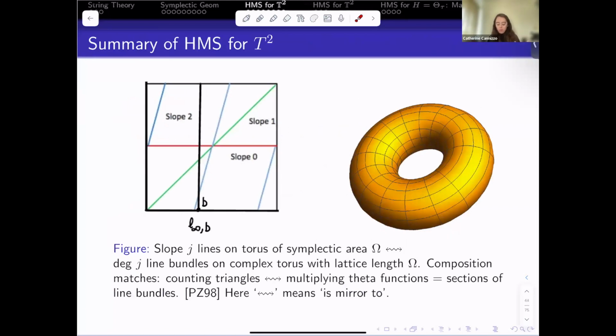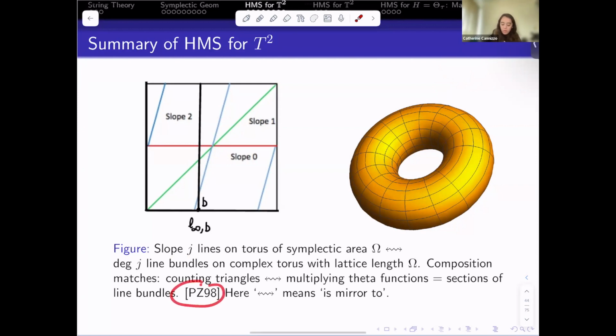Okay, so just a quick summary. Slope J lines on a torus of symplectic area omega are mirror to degree J line bundles. So we attach a line at each point, and as we go around, that C is rotating an amount J. So this is like z goes to z^J on the C. That's the mirror to a slope J line. Composition matches: you count triangles on the symplectic side, you multiply theta functions on the other side.